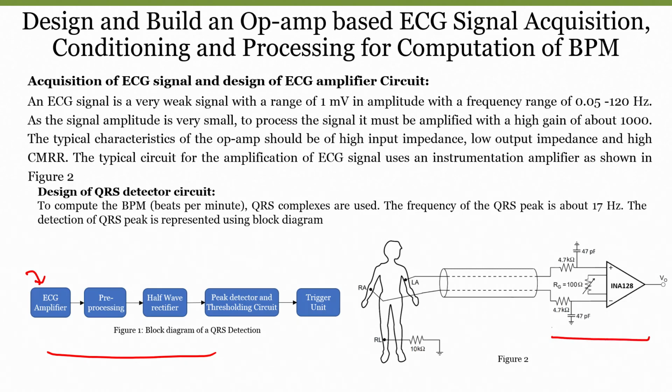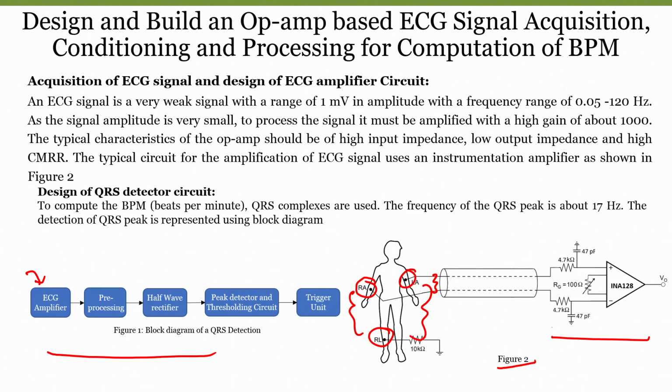The electrodes are placed in such a way that one will be on our right arm, the other on our left arm, and the right leg will act as a ground. So the signals we receive are RA versus ground and LA versus ground. The difference between these two signals is nothing but our ECG signal, right. Two voltage sources basically in this case.